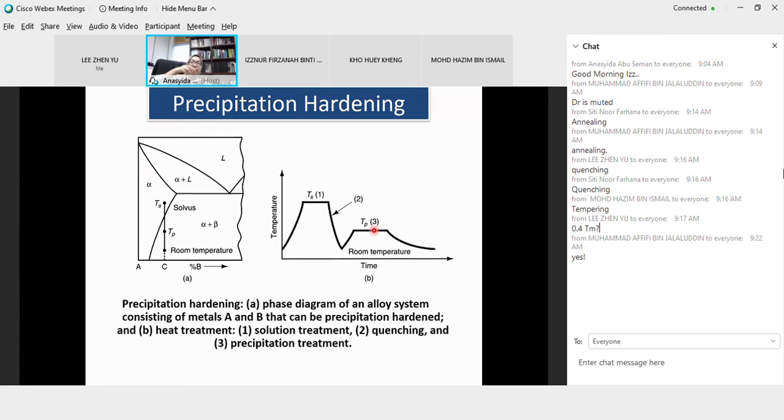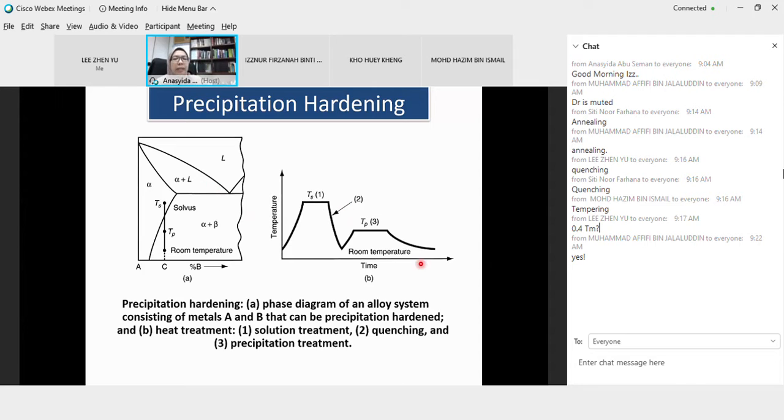Maksudnya ini adalah aluminium. So the precipitate embedded in the matrix becomes another structure that is semi-coherent ataupun coherent dengan matrix. Kalau dia jadi non-coherent, maksudnya dia dah become its own structure. Dia keluar daripada matrix tadi. The strength is not actually high, so we don't want this. This is what we call overaging. So this is all you have learned.